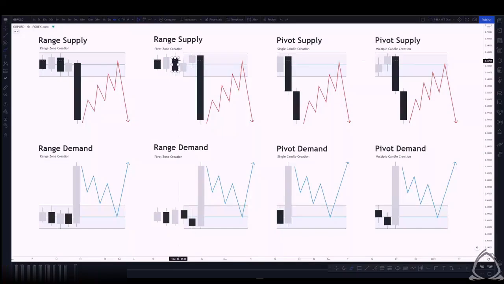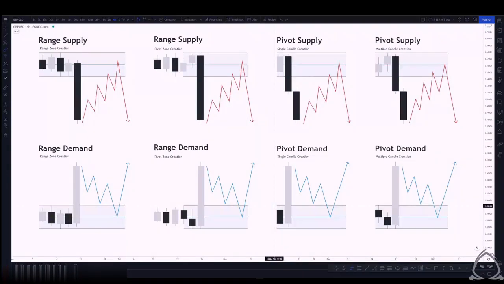Now we can take that a step further and refine our supply and demand zones that are created by ranges by using a concept of pivot. And basically, we'll start with pivots first. So again, what is a pivot? A pivot for a supply zone creation would be a sharp move to the upside before a rapid expansion to the downside, or a sharp move to the downside before a rapid expansion to the upside. If we're going to be marking out our pivot supply zone, we would be using the pivot candle that created that sharp move to the upside and then followed that expansion to the downside.